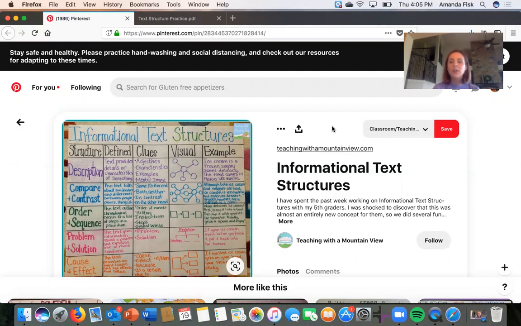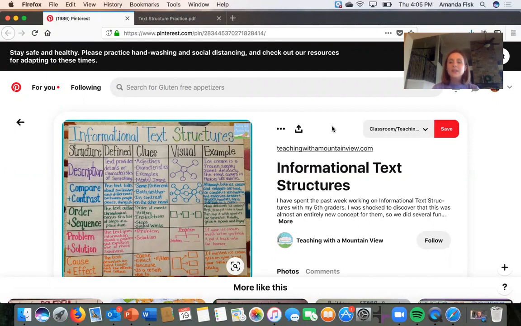Like, for example, if Mrs. Fisk was riding her bike super, super fast, and then she hit a pothole and fell down and skinned her knee, you'd have to ask yourself, what is the cause? Why did Mrs. Fisk fall down? Well, I was going super fast and I hit a pothole. The effect, that would be what happened because Mrs. Fisk hit that bump in the road. Well, I fell off my bike.